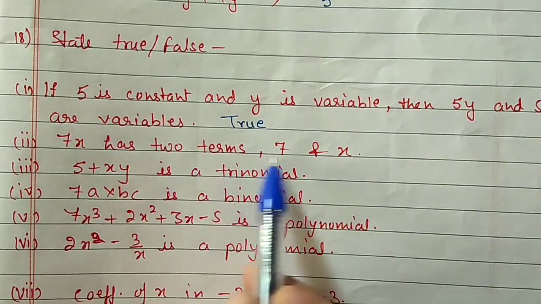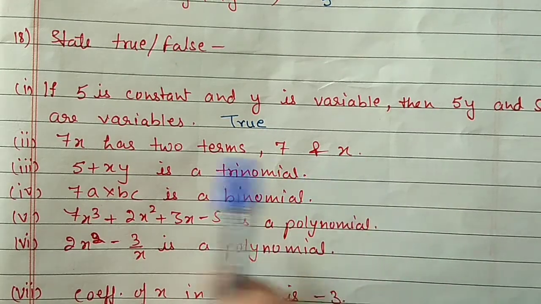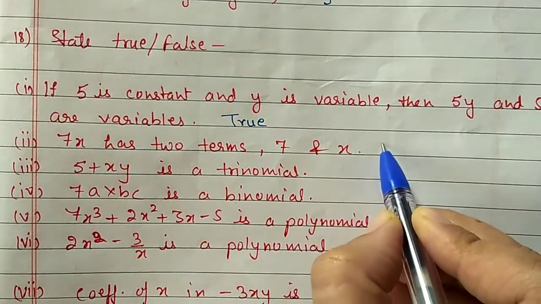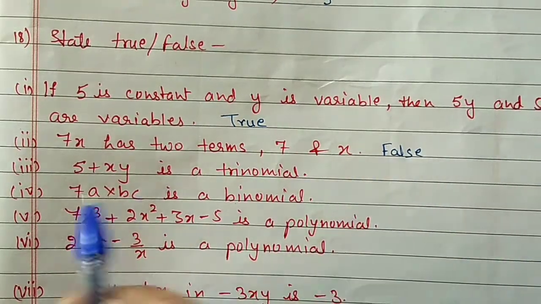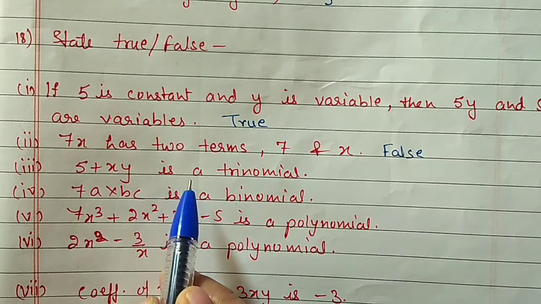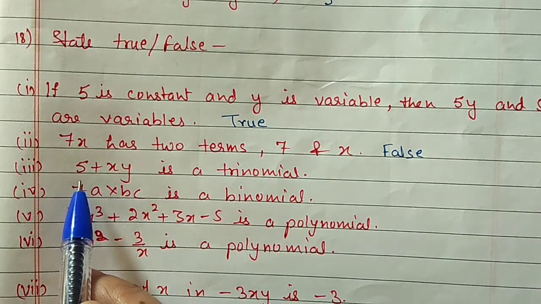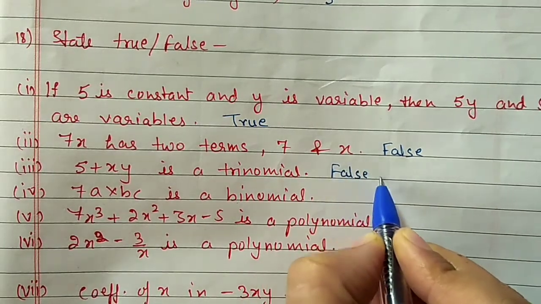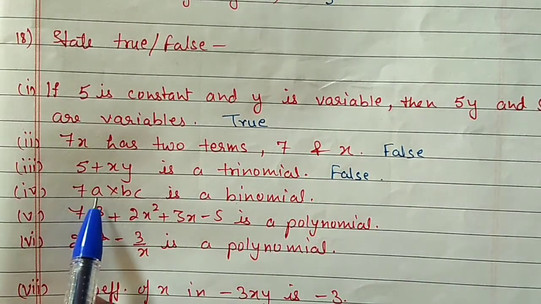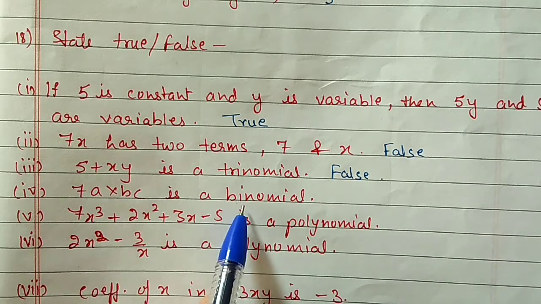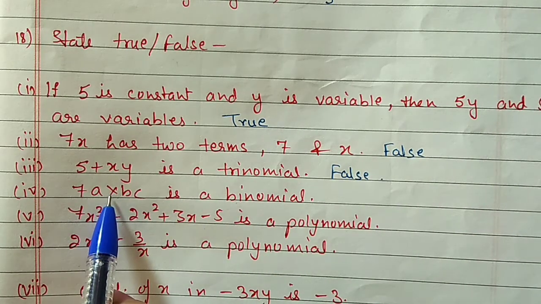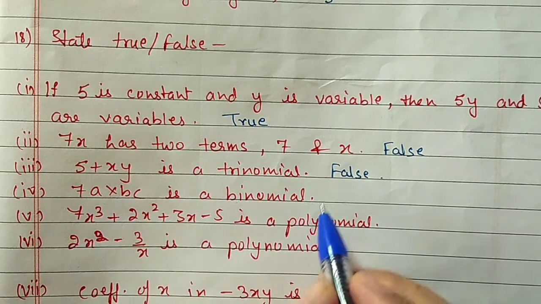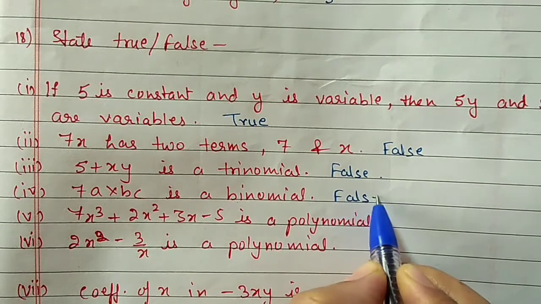7x has two terms, 7 and x. As we discussed, multiplication will not separate the term, this is one term only. So this statement is false. 5 plus xy is a trinomial. This is a binomial, only two terms are there. So this is also false. Fourth one, 7a into bc is a binomial. Multiplication will not separate the term. This we can write as 7abc. This is a monomial. So this one is also false.